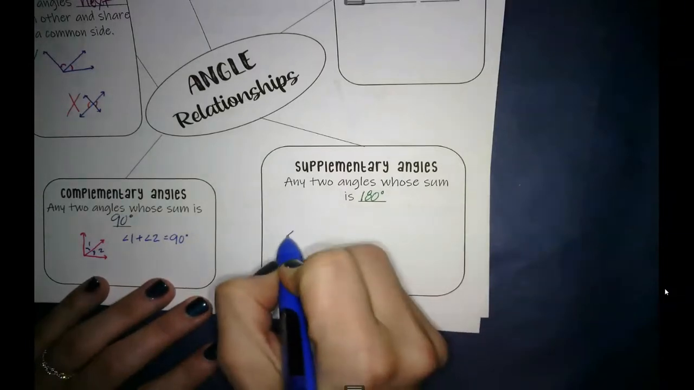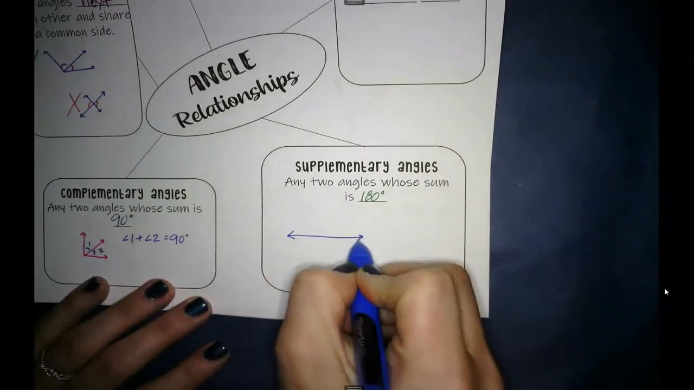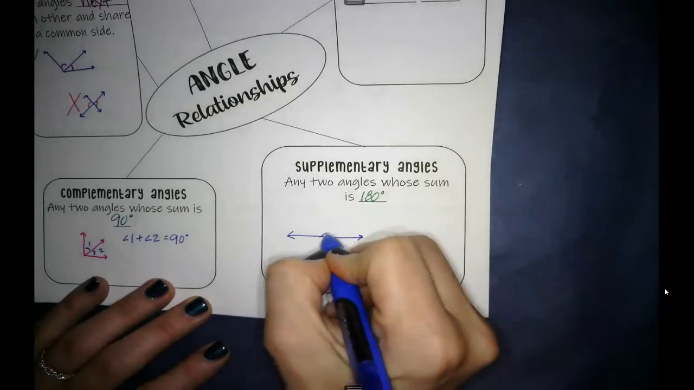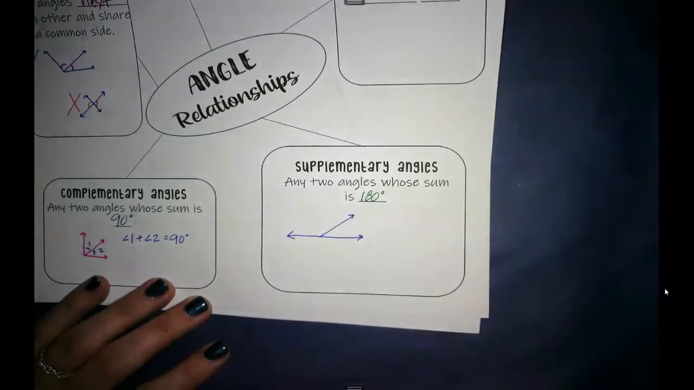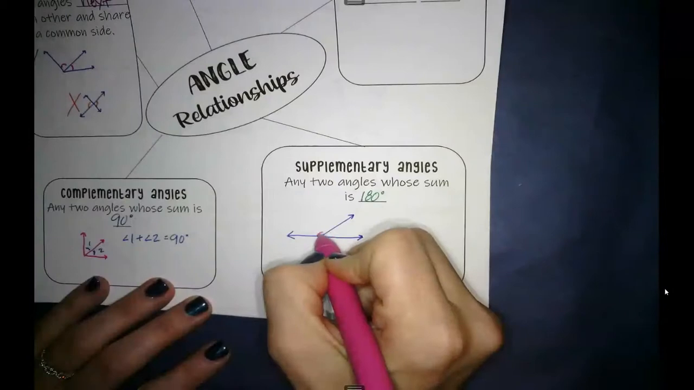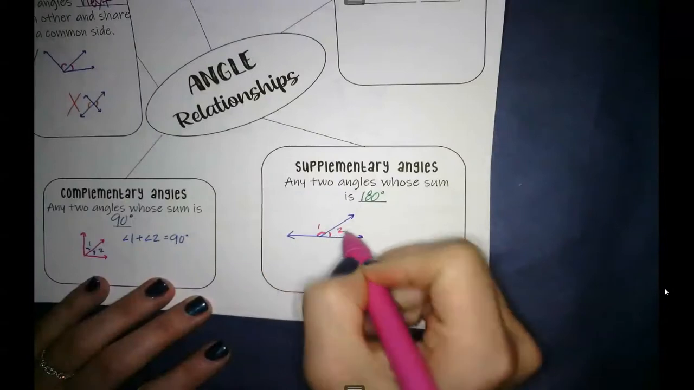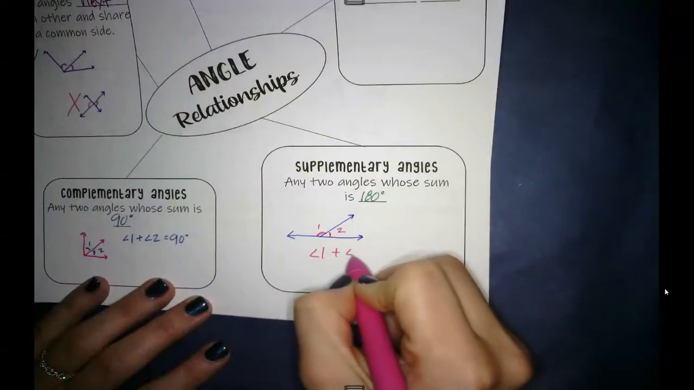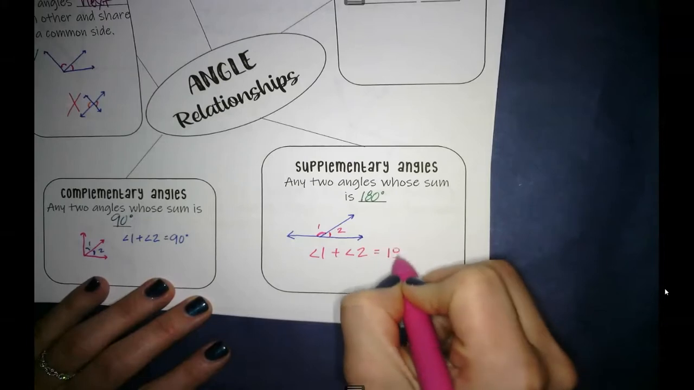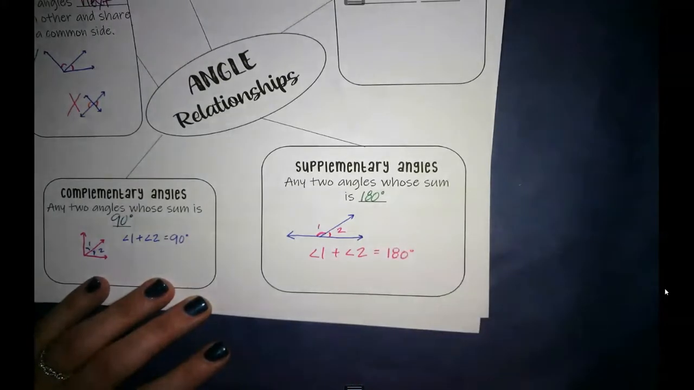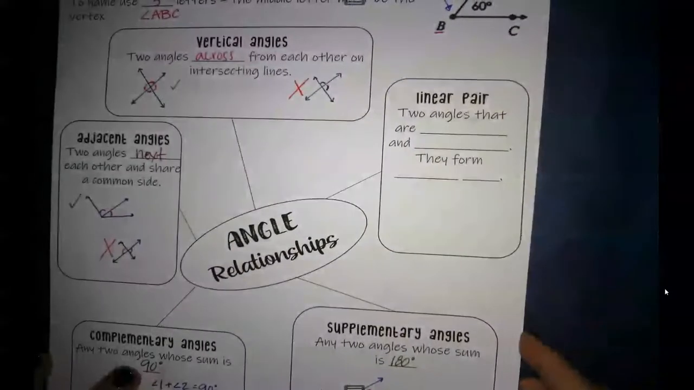So I've got this angle here and this angle here, and when I add each of those angle measures up, they would have to total 180 in order to be considered supplementary. Fix my papers. All right, linear pairs.